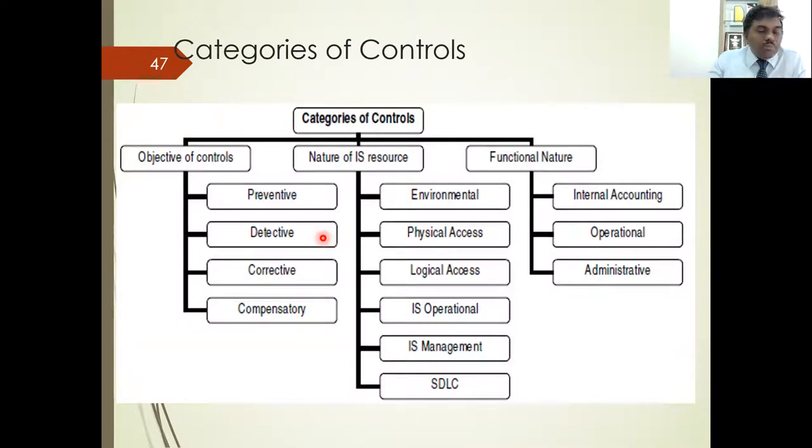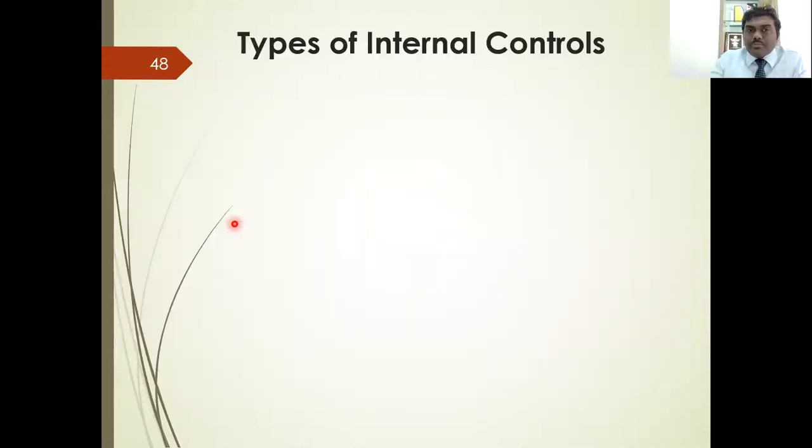Then also comes the categories of controls. Your controls are also bucketed under these categories. Preventive, detective, corrective. Compensatory is not strictly a separate control. You can still restrict it to PDC. Compensatory to some extent comes under any of those buckets. Based on the nature of resource: environmental, physical, logical, IS management, SDLC, etc. Functional, based on internal accounting, operation, administrative, etc. Nature of IS resource, which you see over here, is what we study in chapter 5, protection of IS assets. Objectives of controls, to some extent, we study.